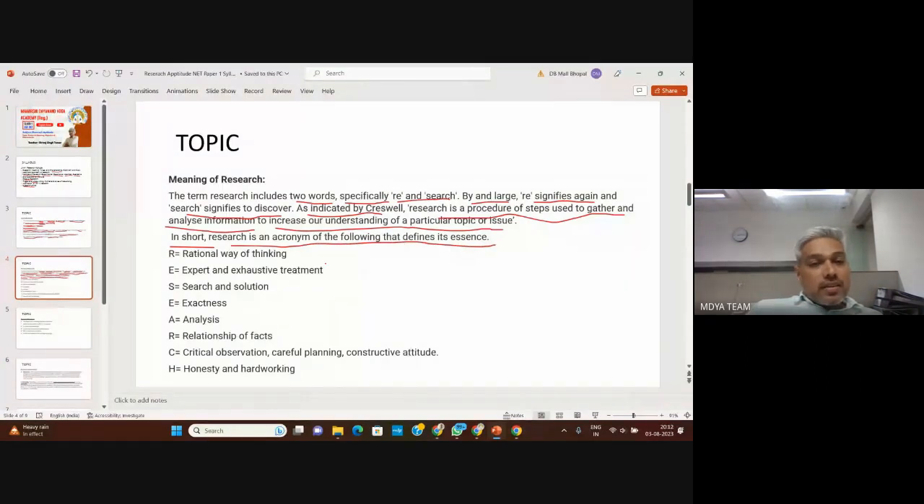So, the acronym of the word research is here. The first letter of research is R. R means rational way of thinking. E, expert and exhaustive treatment. S, search and solution. E, exactness. A, analysis. R, relationship of facts. C, critical observation, careful planning, constructive attitude. H represents honesty and hard working. Right? This is the meaning of research. It is very simple.